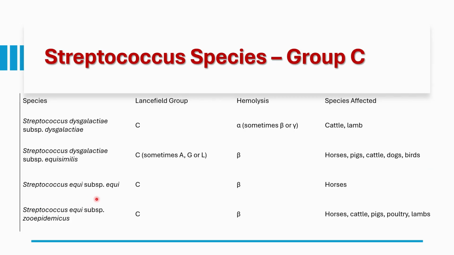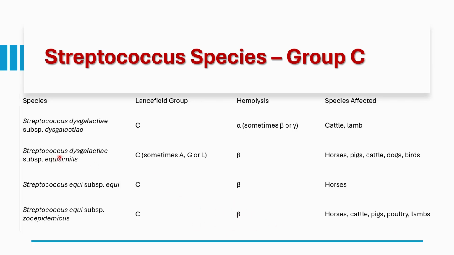The Streptococcus equi subspecies equi is a well-known pathogen of horses causing the disease strangles. It also shows beta hemolysis. Closely related is Streptococcus equi subspecies zooepidemicus. It infects horses, cattle, pigs, poultry and lamb. It also produces beta hemolysis.